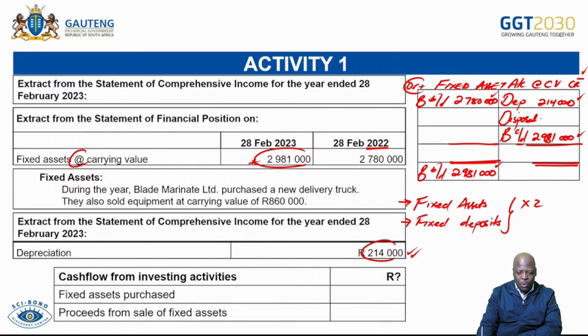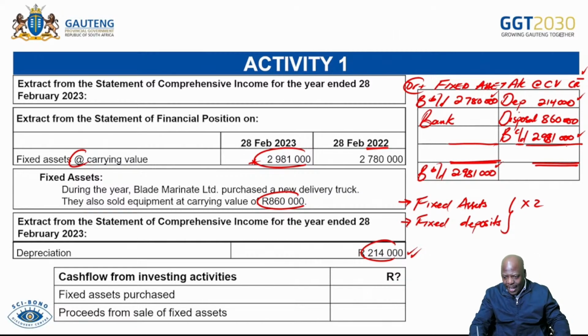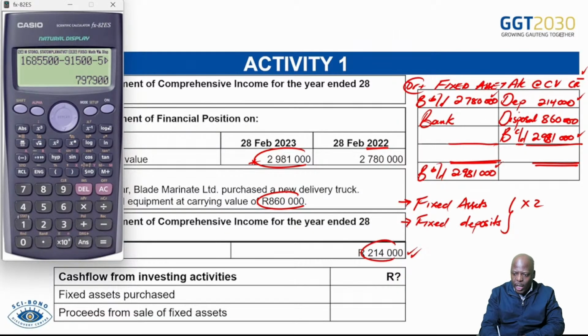And then we have disposals. Did we sell any asset during the year? You can see here they said they sold equipment at carrying value for 860,000. That means I'm going to say disposal, that's 860,000. Then the last one is going to be my bank, when we have acquired a fixed asset. So calculators, let them be ready now. You can see in this ledger account that the credit side is bigger than the debit side.